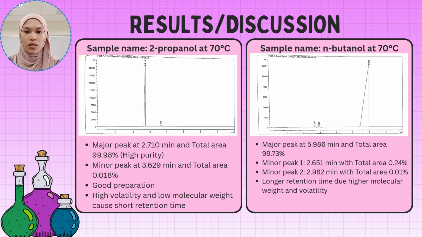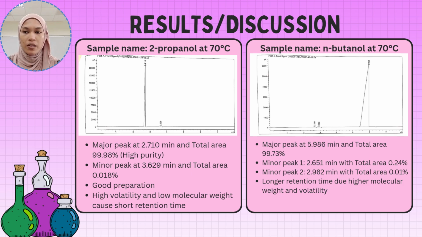This slide shows the chromatogram for pure 2-propanol, and it was observed that the major peak is at 2.71 minutes with a total area of 99.98%, indicating that the sample was highly pure and well prepared. The short retention time can be explained by the low molecular weight and high volatility of 2-propanol.